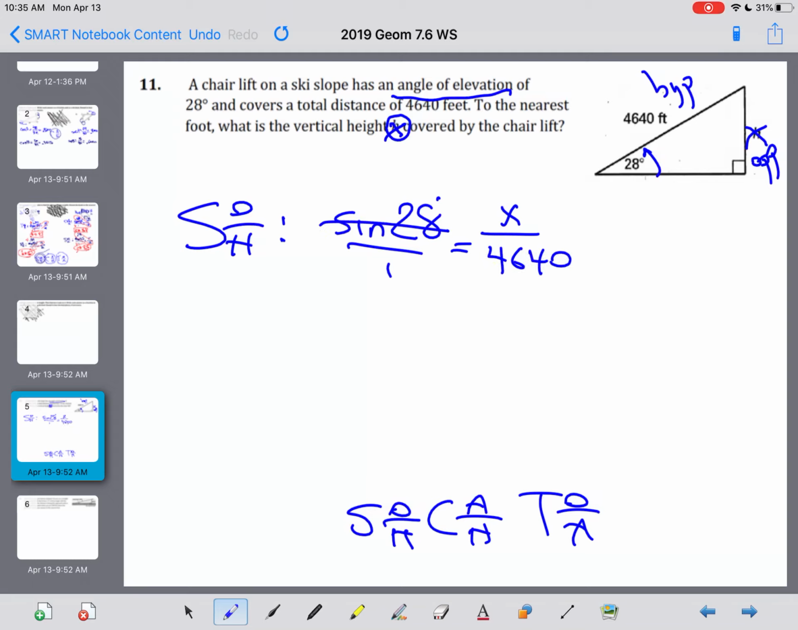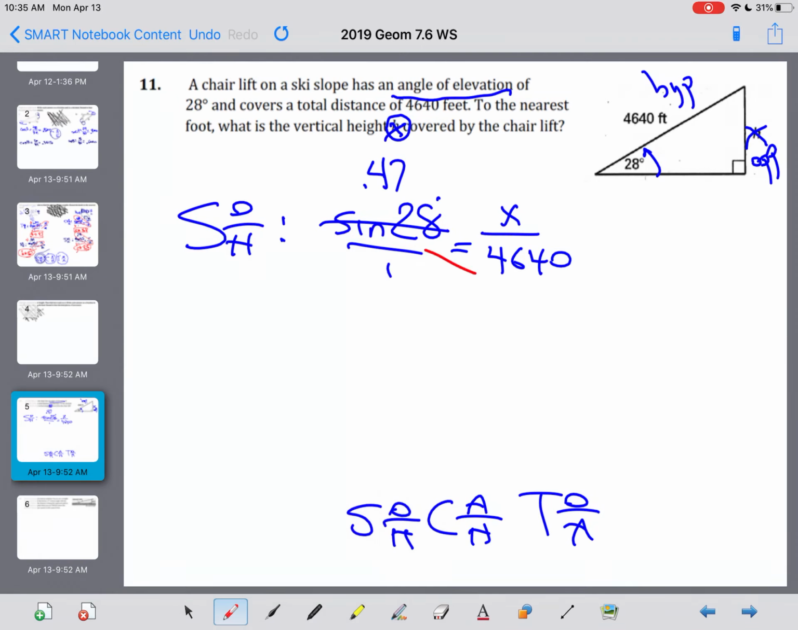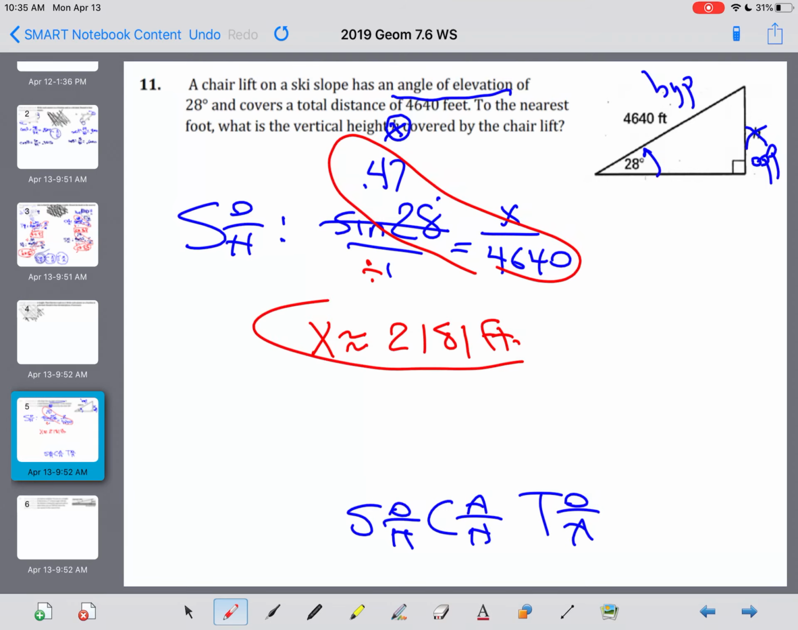4,640. Sine of 28 gives me 0.47. Again, switching colors here. I'm going to multiply these two guys, divide by that, and I get x in this case, which is my vertical change here, is going to be 4640 times 0.47, which is going to be 2,181 feet. Okay.